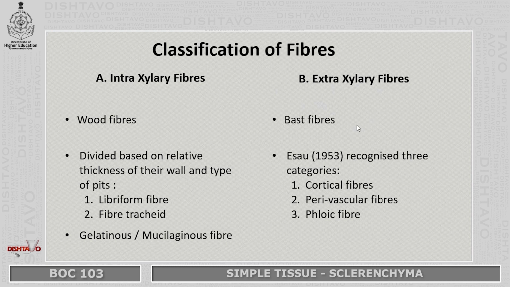Now we have the next one, that is the extraxylary fibers, which are present outside the xylem, meaning they are present in the cortex, in the pericycle and the outer tissues. They are also referred to as bast fibers because they are mainly present within the phloem tissue. Esau, one of the anatomists, has recognized three categories of these extraxylary fibers. The first one is called the cortical fiber, which is mainly present in the cortex region. The second one is called the perivascular fiber that is present just outside the vascular cambium.